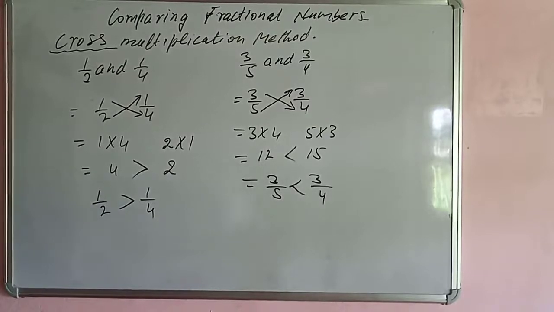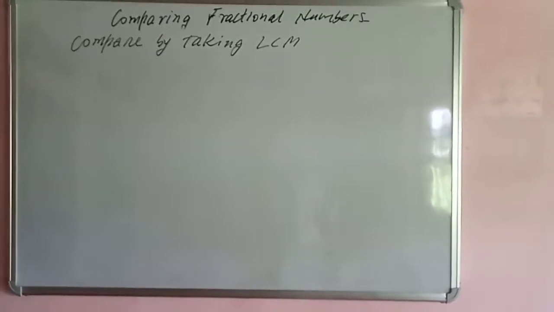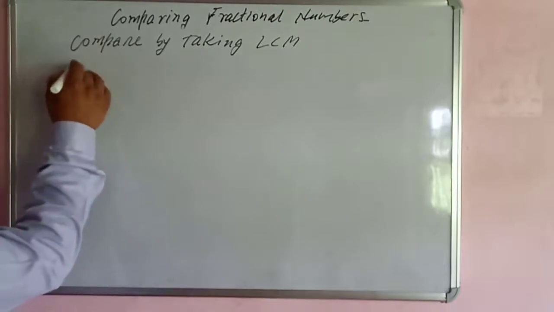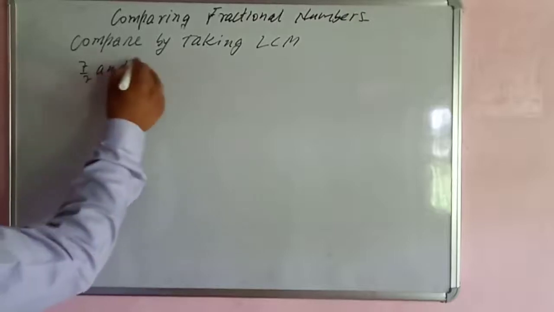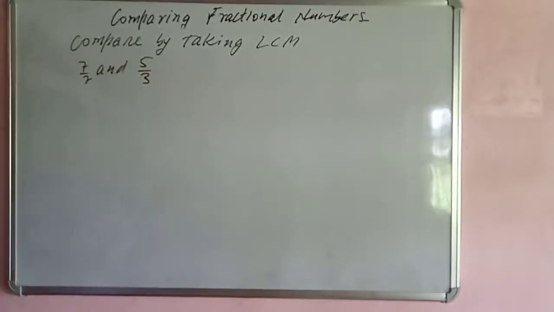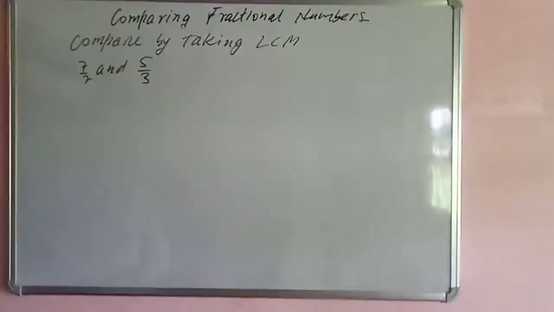And another method is by taking LCM. Now the second method is comparing by taking LCM. In this method we take the LCM of the denominators. Let us take an example: compare 7 over 2 and 5 over 3. The LCM is always taken of the denominators.